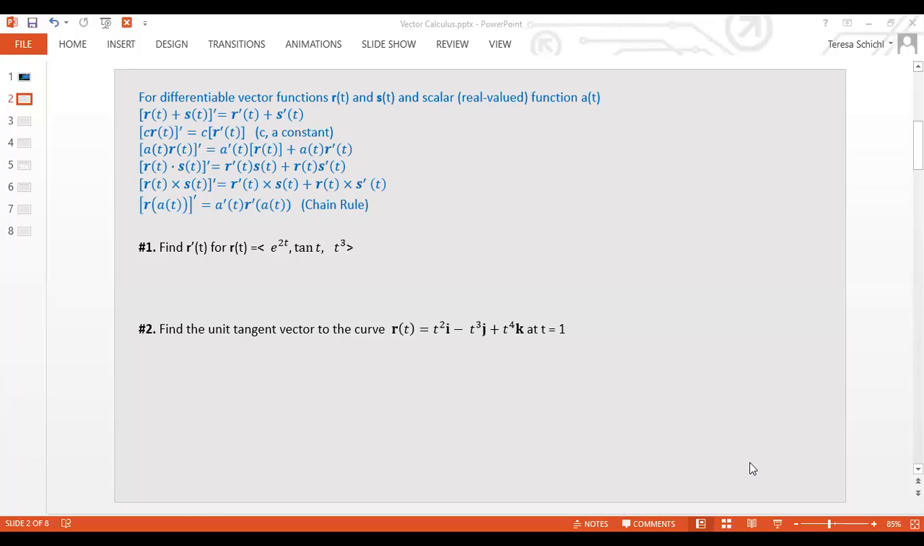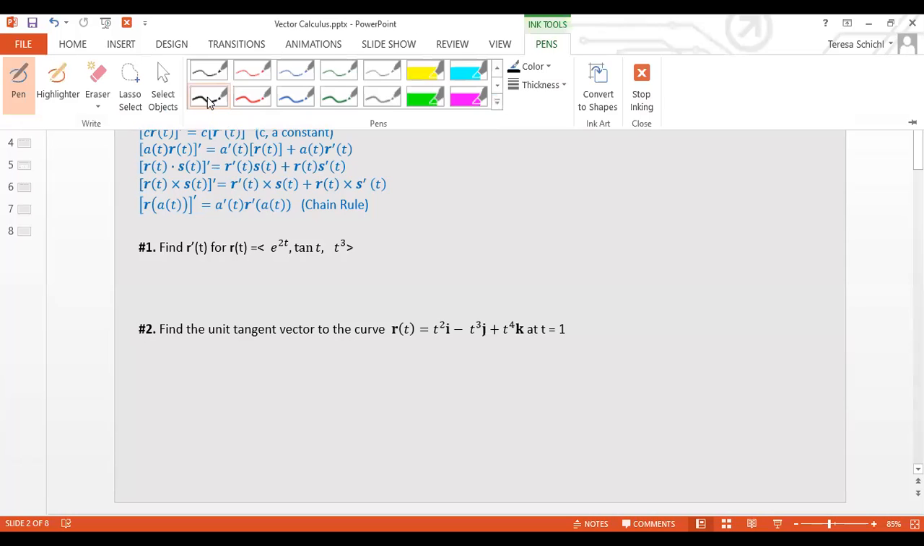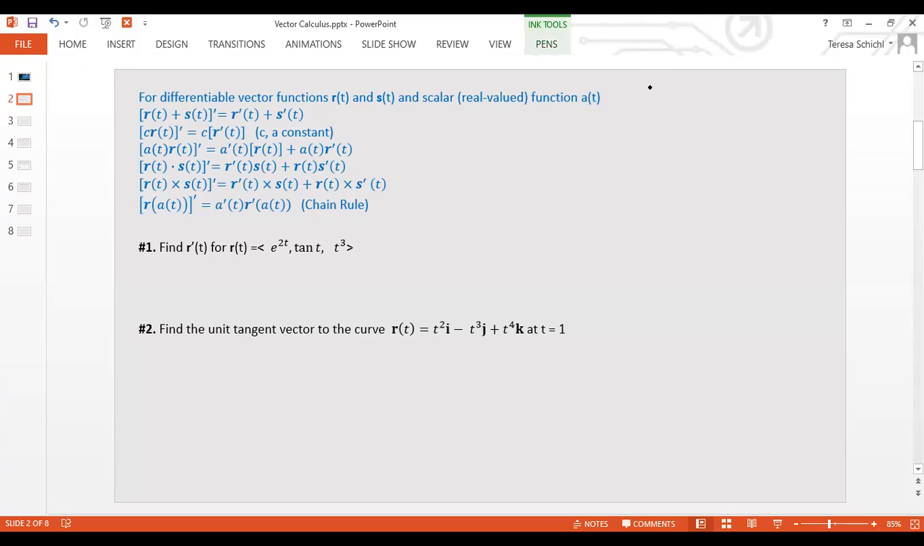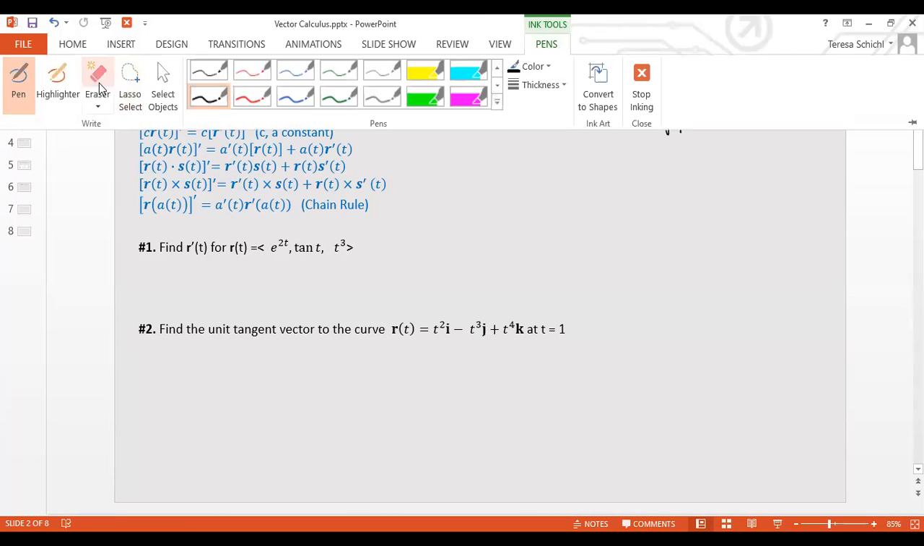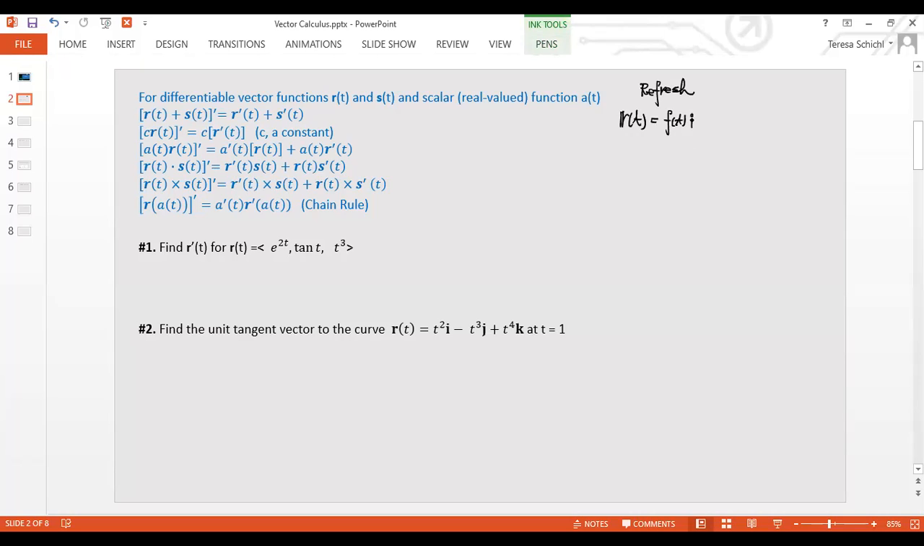This is our lecture notes. Let's refresh our memory from the previous video. We call the vector function r(t), and it consists of real-valued functions called component functions. We have f(t) i, g(t) j, and h(t) k. So for each component, i, j, and k, we have a real-valued function.